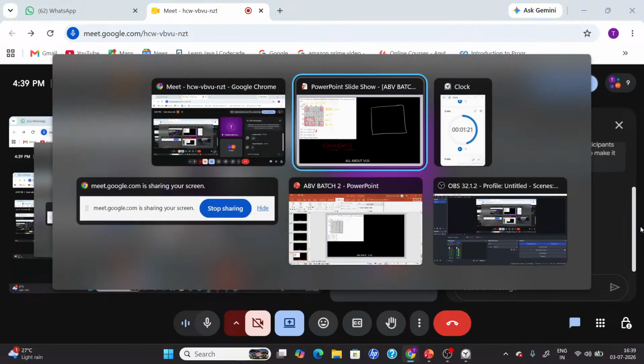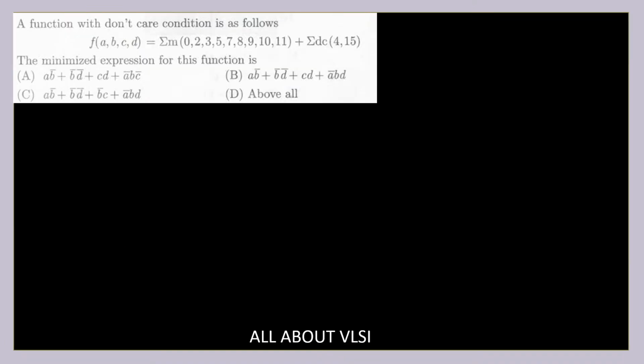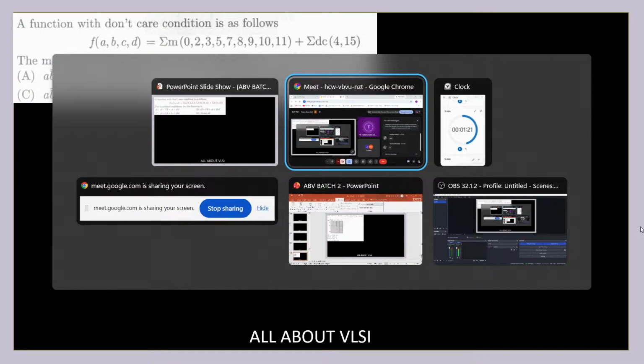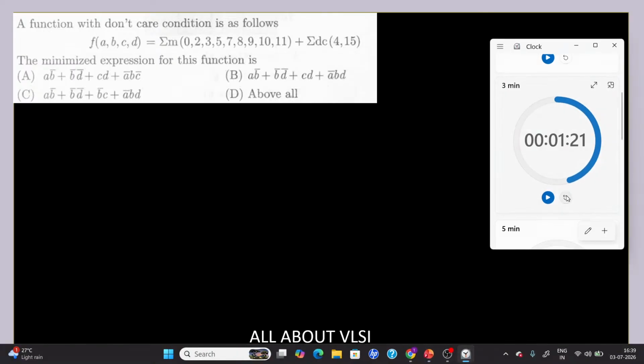Yes. Now, let's see the next question. A function with don't care conditions is as follows. We are given minterms 0, 2, 3, 5, 7, 8, 9, 10, 11, and we are also given don't cares. We need to find the minimized expression for this function. Take your time. Your time starts now. You can consider this 3 minutes timer and try to solve it.